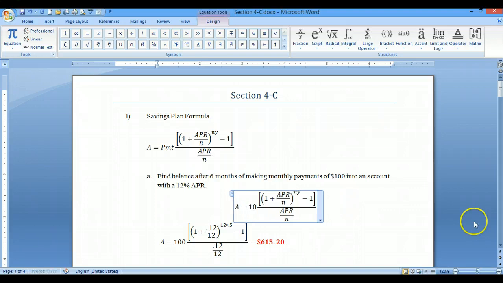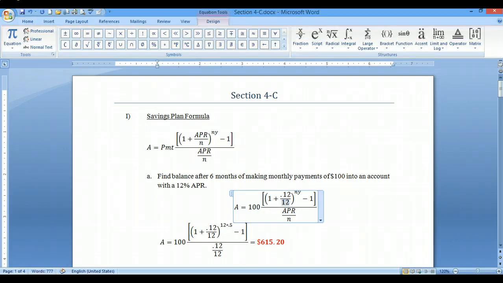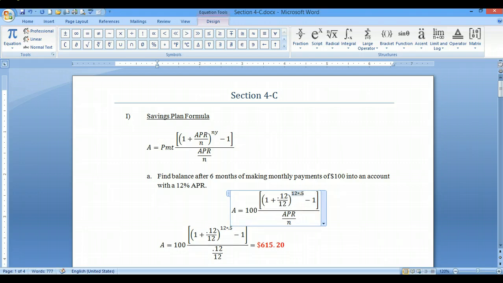So in this case, my payment was $100. The APR is 12%, so change that to a decimal of 0.12. Delete my N. We are going to be making monthly payments, so that is 12 raised to the 12 times Y, 6 months. 6 months isn't a whole year, that's a half year, so I'm going to put 0.5. And we already know APR and N. APR is 0.12, N is 12 months.